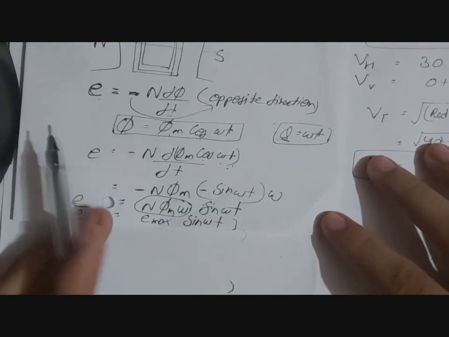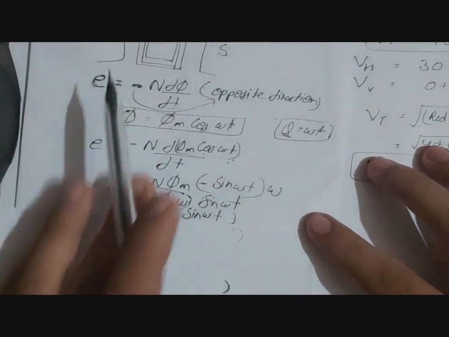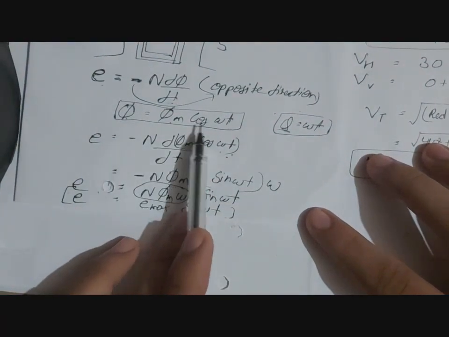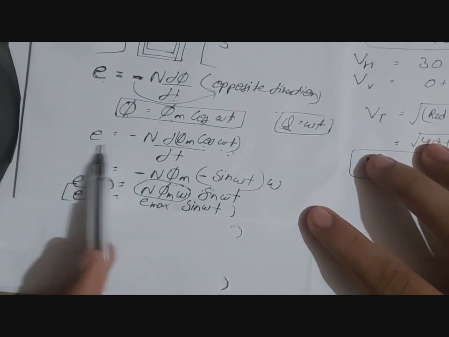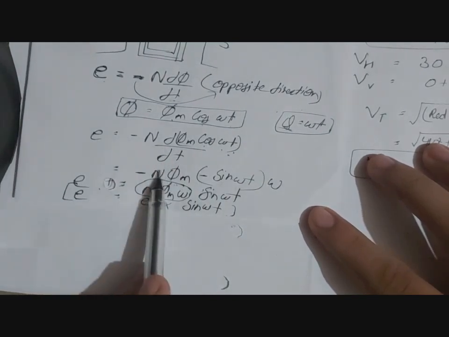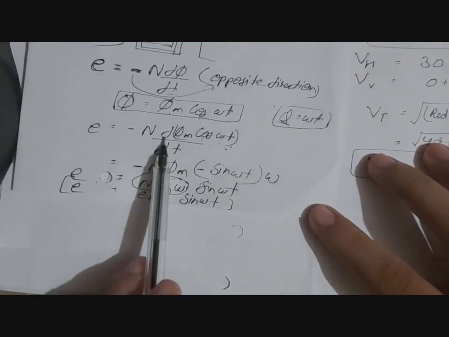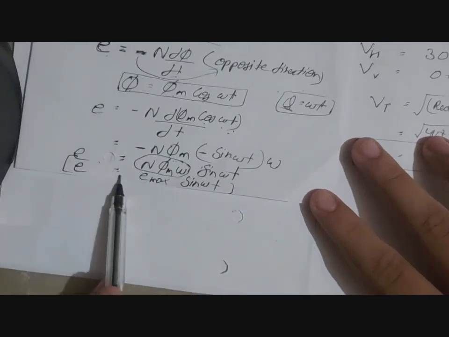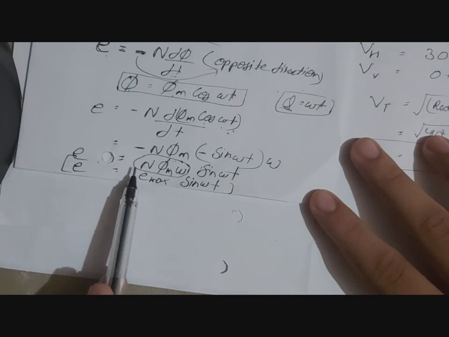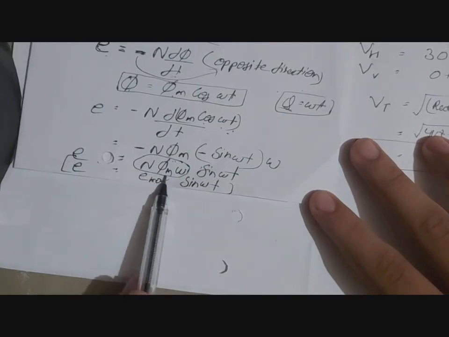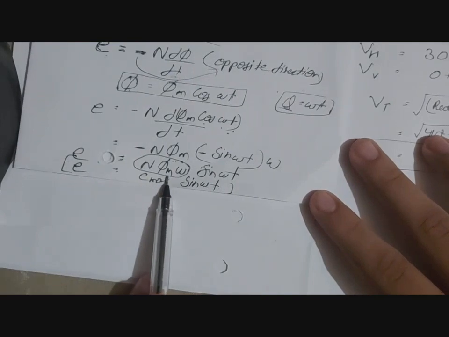We know that at any instant of time, the flux passing through this coil is phi equal to phi m cos omega t. Putting in E is equal to minus n d phi by dt, putting the value of phi and differentiating with respect to time, we obtain E is equal to E max sin omega t, where the value of E max is n phi m omega, where phi m is the maximum flux, or we can say the peak flux which is passing through the coil.